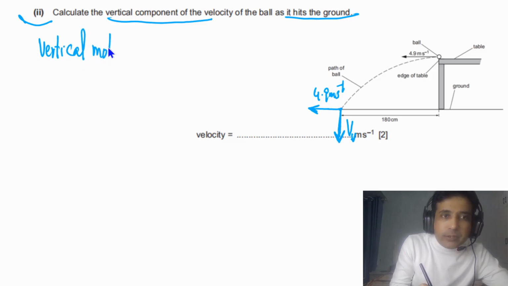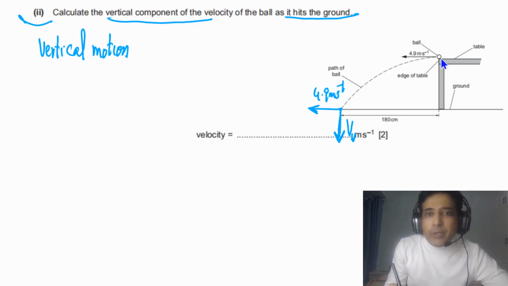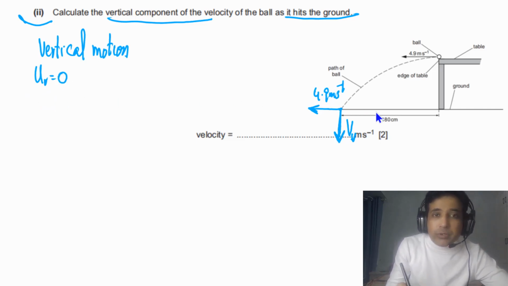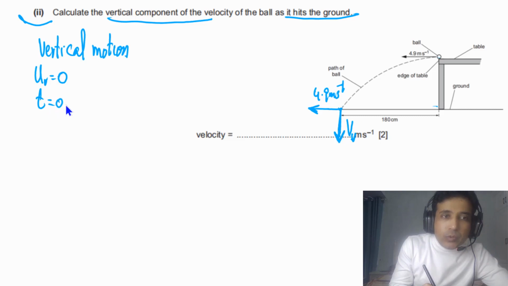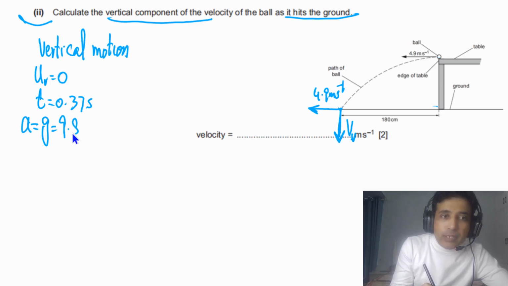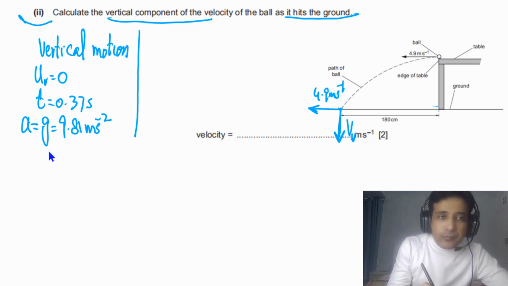So the best way to answer this problem, you can simply write down vertical motion. If you look at vertical motion, initial vertical velocity is 0. So we can say u_v is equal to 0. But in this case, we have already calculated time taken from this point to the ground. Horizontal or vertical time taken is the same. So time taken is equal to 0.37 seconds. Now question is asking us to calculate value of v, but in this case acceleration a is equal to g, and value of g is equal to 9.81 meters per second per second. We need to calculate value of v.